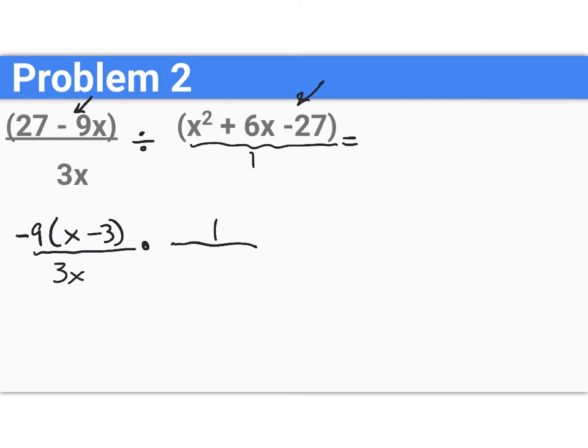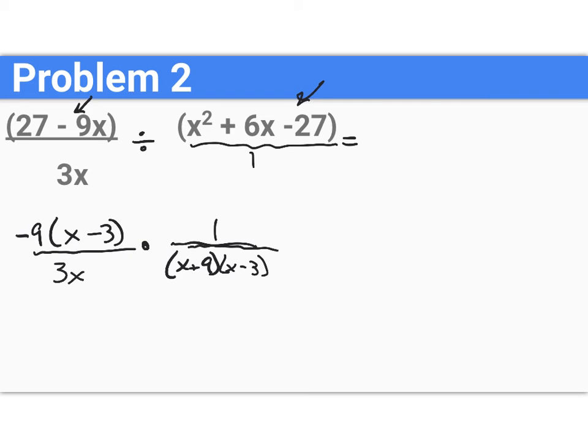What are the factors of 27? 3 times 9. 3 minus 9 makes 6. Okay, so we get x plus 9, x minus 3, because 9x minus 3x gives us 6x, and 3 times 9 gives us negative 27.